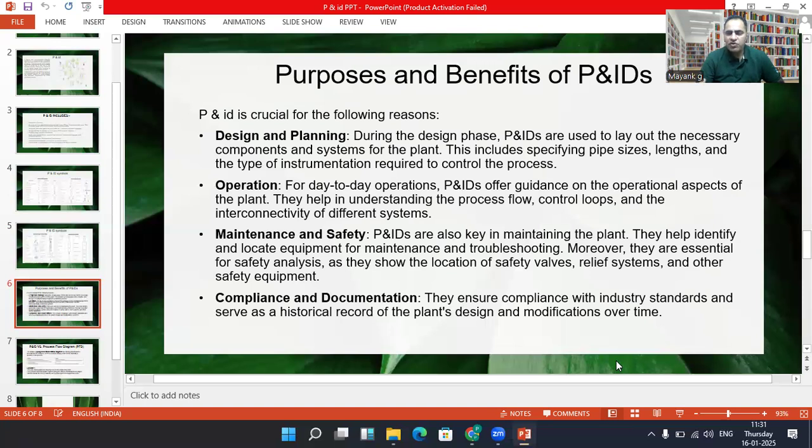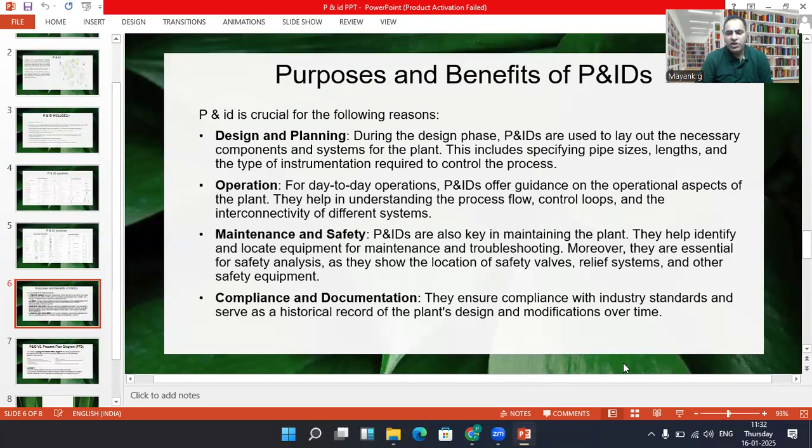If you have that PNID and you want to do any HAZOP study of your process, or any kind of audit of your process in terms of safety, then it will provide a great help in all those kinds of analysis, because it also shows the location of safety valves, relief system, and other safety equipment. So if there is any safety valve or relief system that is required, or already there but not situated at the right location, then PNID helps us in finding the issues and correcting them.